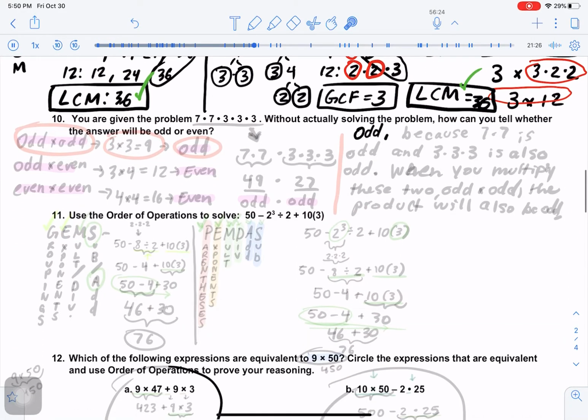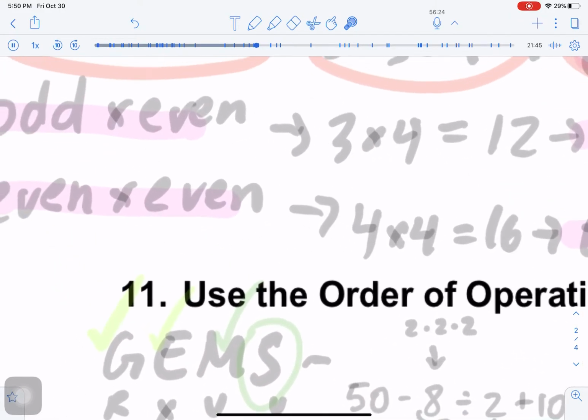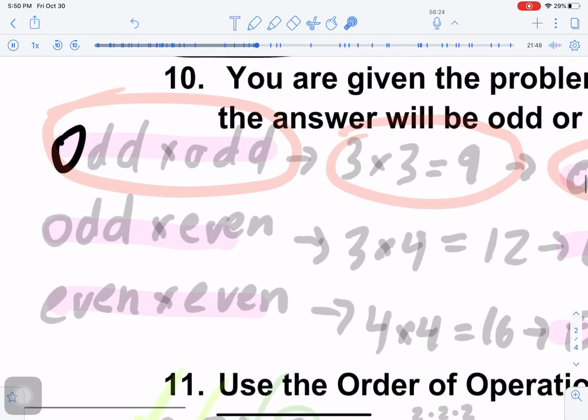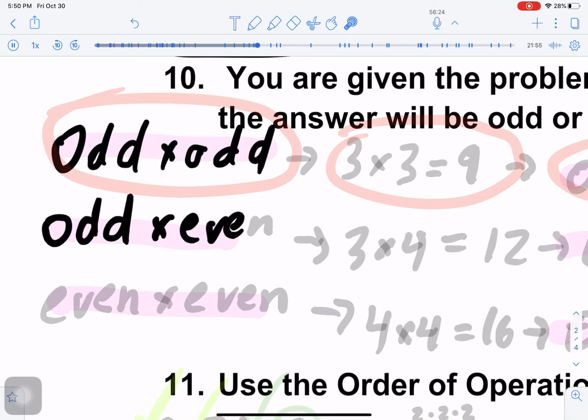For number 10, we're being asked that if you're given the problem 7 times 7 times 3 times 3 times 3, without actually solving the problem, how can you tell whether the answer will be odd or even? What I want everyone to think about here is what each outcome was when we tried to see what an odd times an odd number was, what an odd times an even number was, and what an even times an even number was.